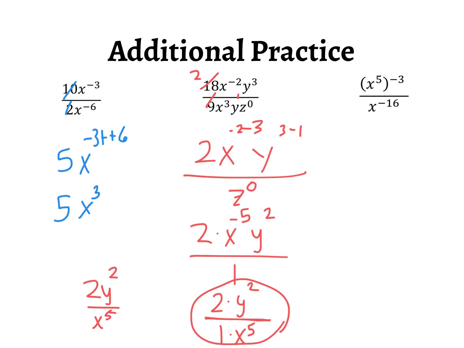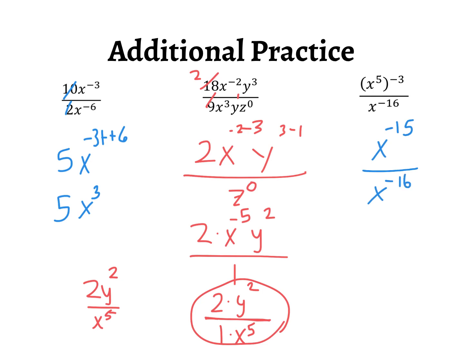So, in our previous video, we spoke about when you have an exponent raised to another exponent, this is the power to the power rule. What you're going to be doing is you're going to multiply the exponents. So what you really have is x to the negative 15. 5 times negative 3 is negative 15. And then you're dividing it by the bottom, which is x to the negative 16.